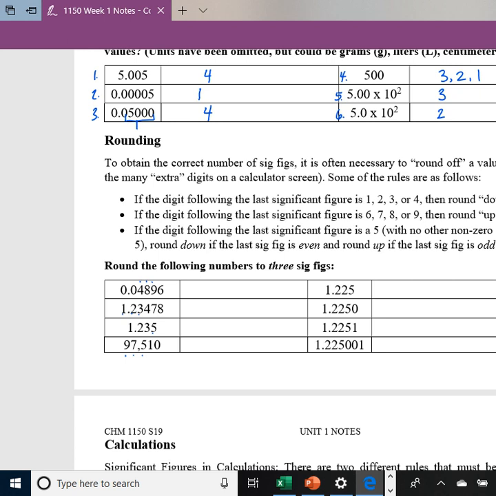Probably what you've always done in the past is just rounded up with a 5. That's kind of the go-to rule in middle school and high school. But technically that's introducing a bias. So if you are truly at the 50% mark, which would be a 5 with nothing else after it, then we need to split the time, half the time up and half the time down, so that we don't introduce a bias. So the rule that we're going to use is round down if the last sig fig is even, and round up if the last sig fig is odd. So let's see some examples of that.